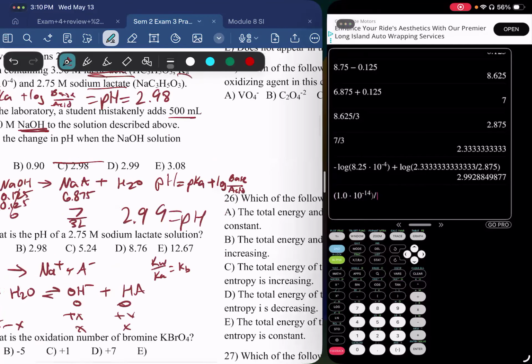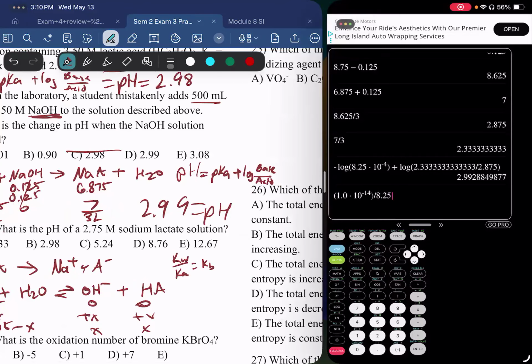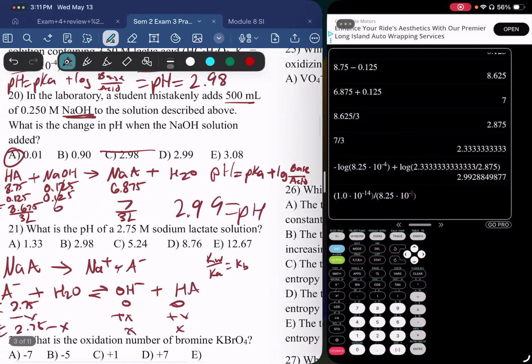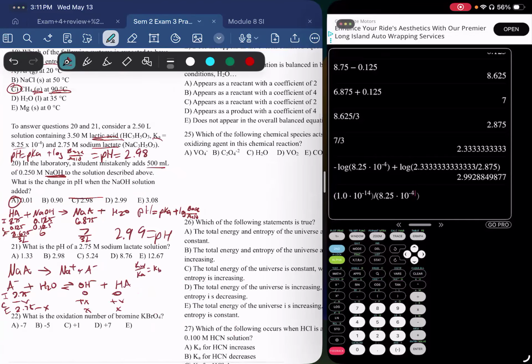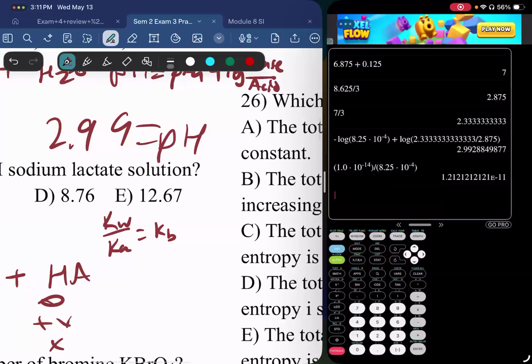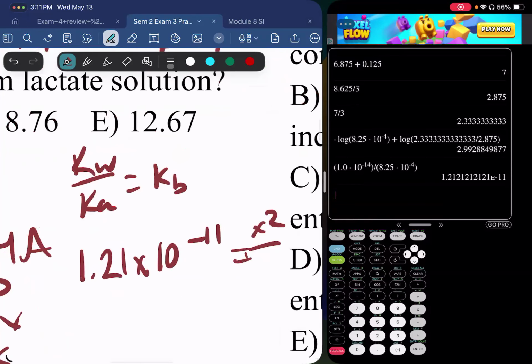So divide this by 8.25 times, oh, I should put this in parentheses, 10 to the negative 4. So this is the KB value, 1.21 times 10 to the negative 11. And we set it equal to x squared over 2.75 minus x. Okay.